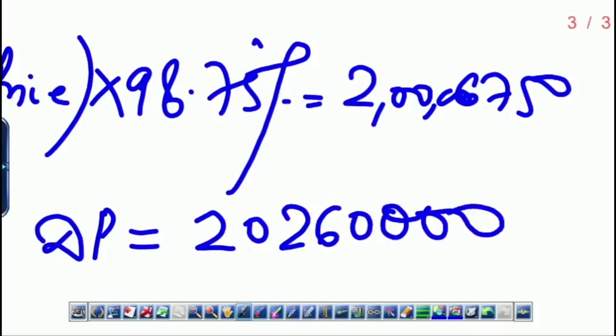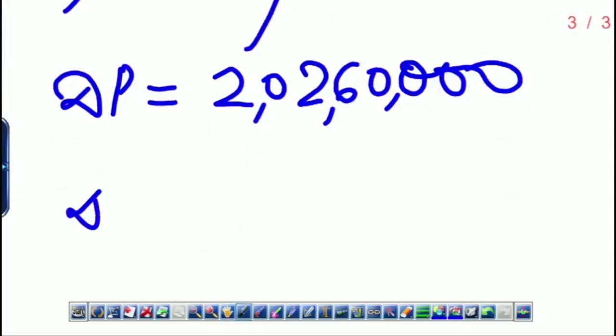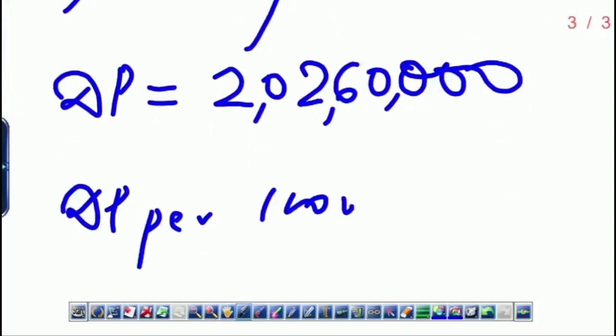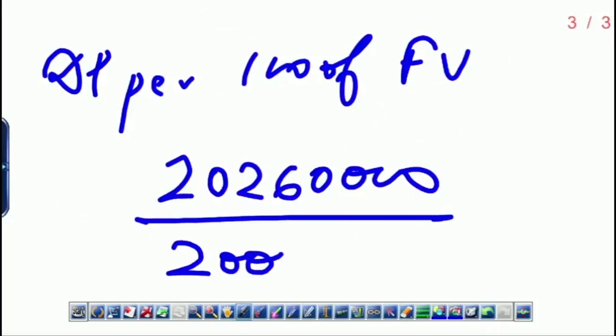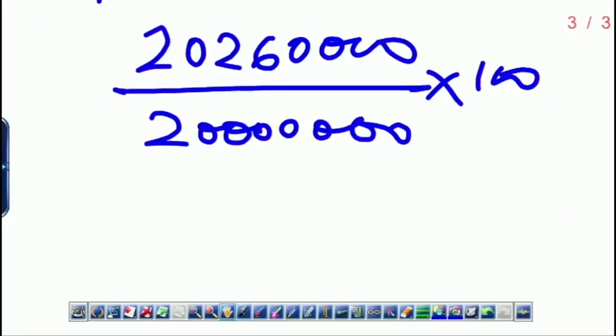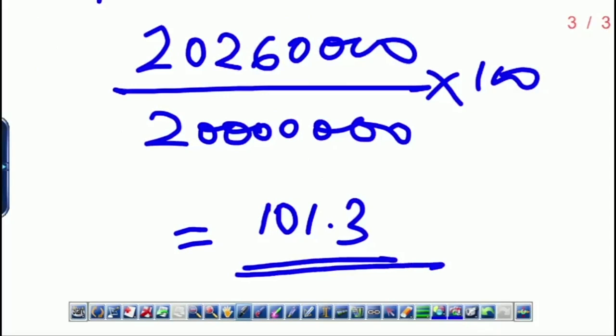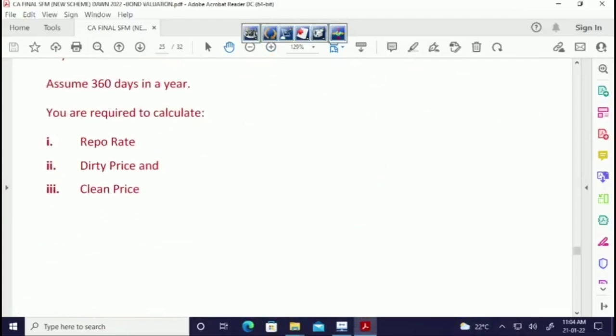Now, when they ask for the dirty price, they ask it in terms of per 100 of face value. This is for a face value of 2 crore. So dirty price per 100 of face value is equal to this divided by 2 crore into 100. Common sense. What does it come to? It's coming to 101.3. So you have to calculate it as per 100. Dirty price is 101.3.